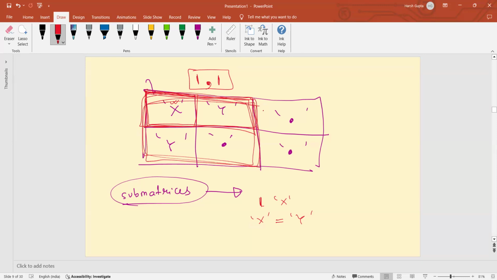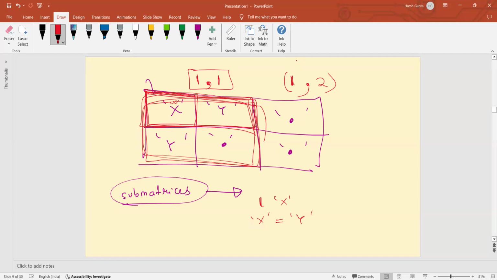This 2 cross 2 submatrix, is this a valid submatrix? Let's look. It contains the first block, okay, that condition is passed. It contains at least one x, okay, that is also passed. But the frequency of x in this submatrix is 1, and the frequency of y is 2. Since they are not equal, it is not a valid submatrix. Okay, so that's the question for you.